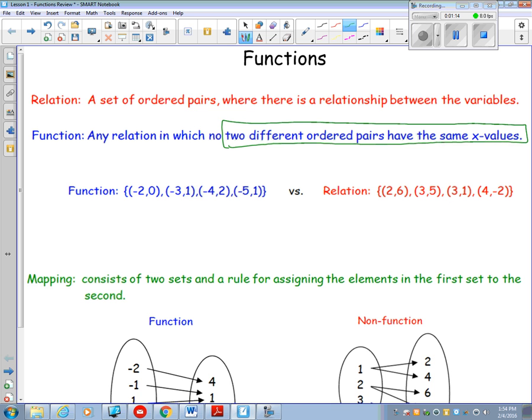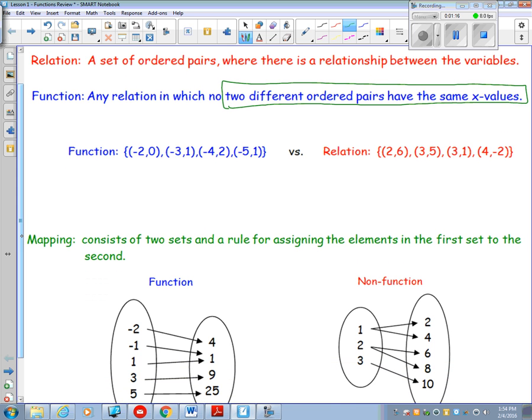So taking a look at this first example here, the blue one's a function, because I've got 4 different x's. I never have a repetitive x. I have a function. Whereas the second one, I see when I put in a 3, it came out with a 5. I put in a 3 again, it came out as a 1. That pair of ordered pairs has two x's that produce different y values. That would be just a relationship. Okay. We can create lists of ordered pairs.